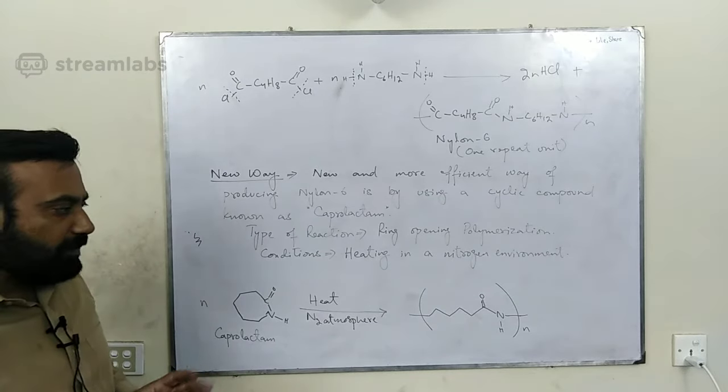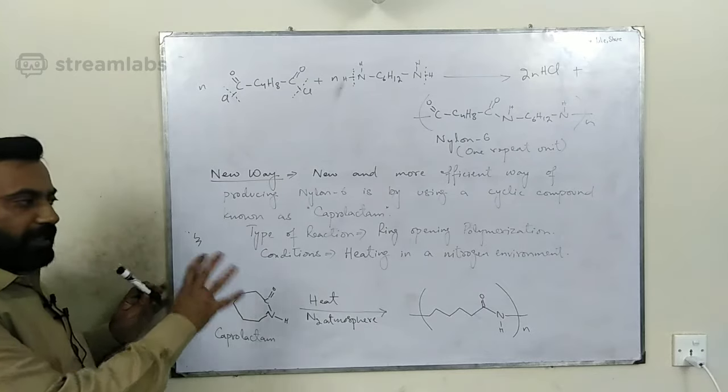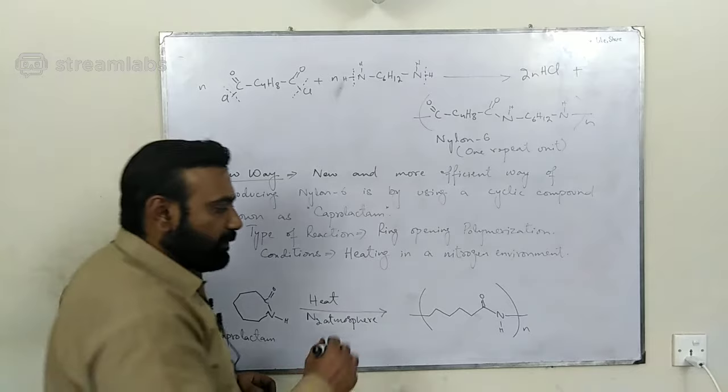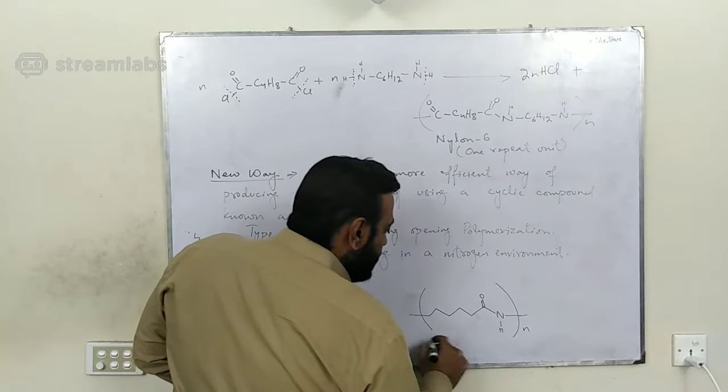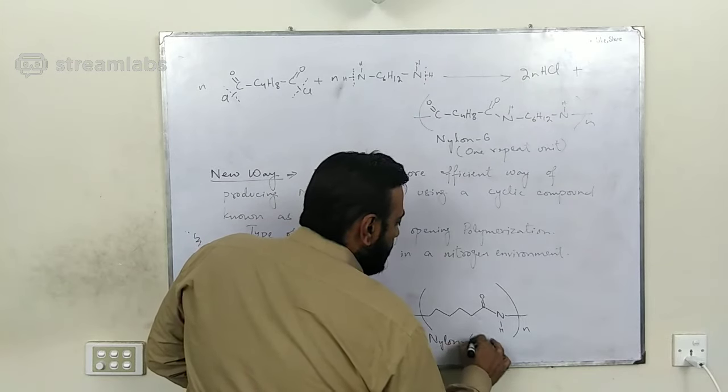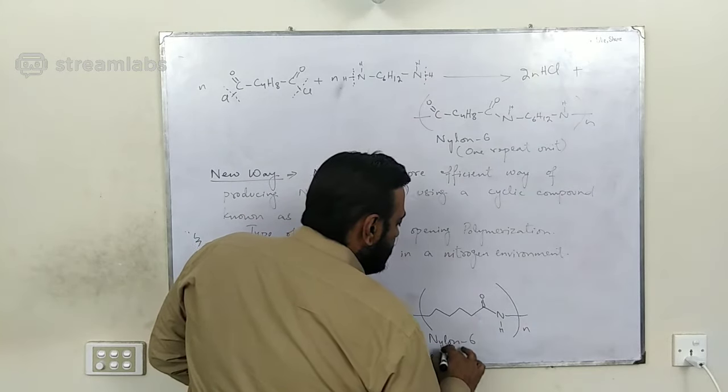So there are no byproducts formed because they are just formed by the ring opening, but the linkage is the same and the monomer structure is the same, the repeat unit is the same. This is again nylon 6, 1 repeat unit.